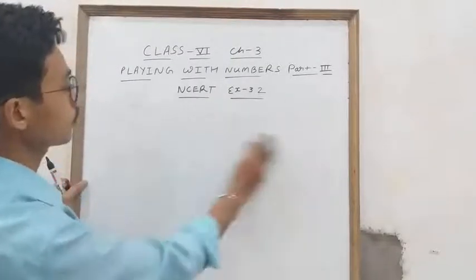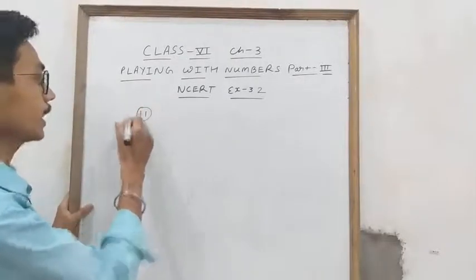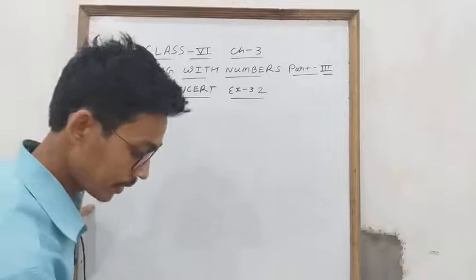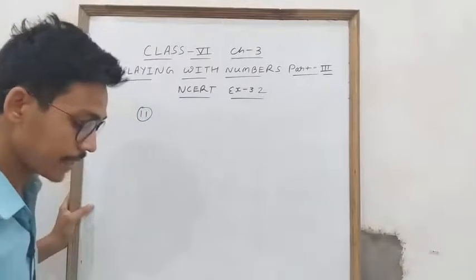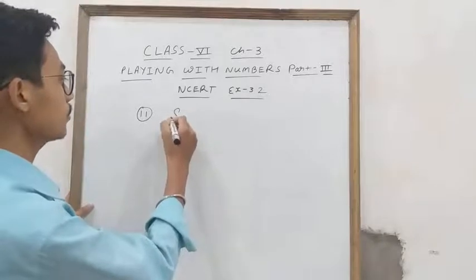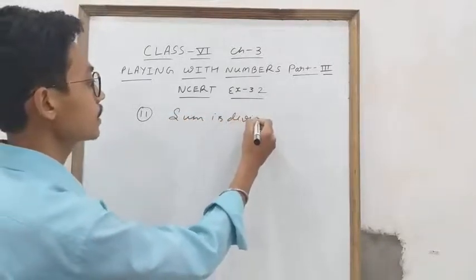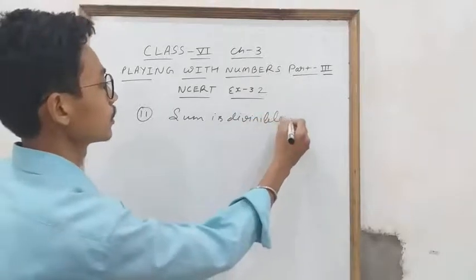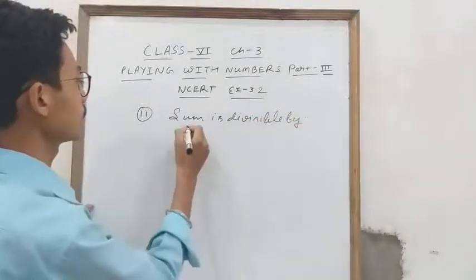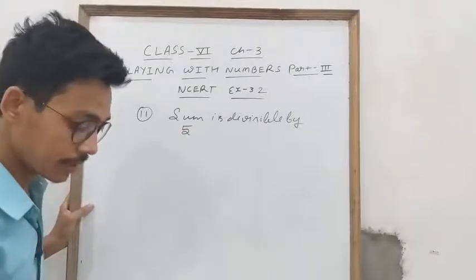Now move to the 11th question. Question 11 is given, student. Write 5 pairs of prime numbers less than 20 whose sum is divisible by 5. You have to write down the pairs, okay, less than 20, and the sum is divisible by 5.